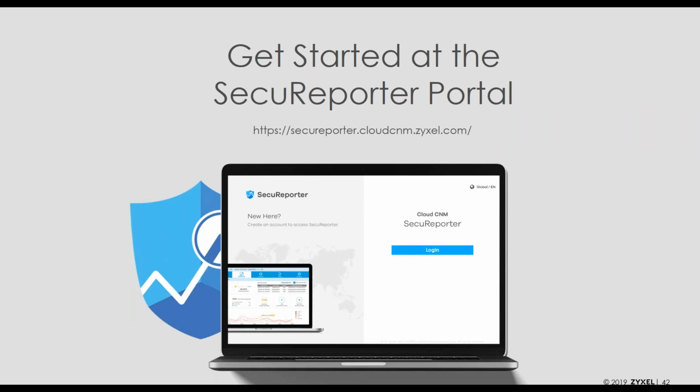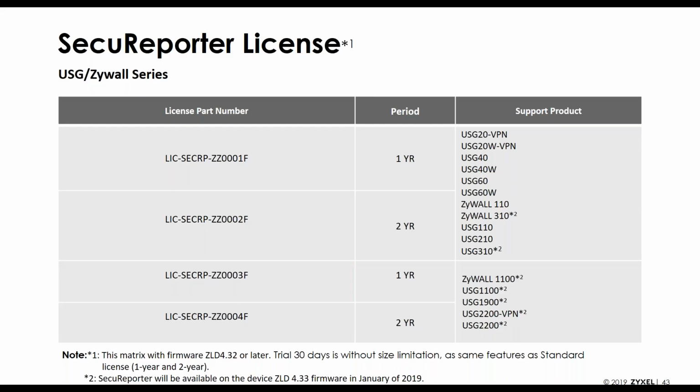To get started with Secure Reporter, you can go to https://securereporter.cloudcnm.zyzl.com. Log in, register. I would probably advise you register with a generic email address, like support at, sales at, monitoring at, for instance. It just means that you'll be able to get the best out of it, and if someone's off, you've still got access to it.